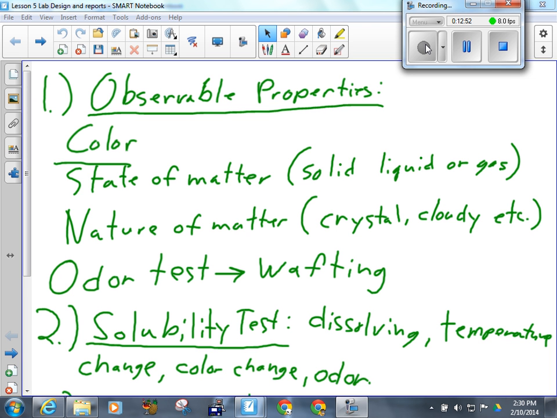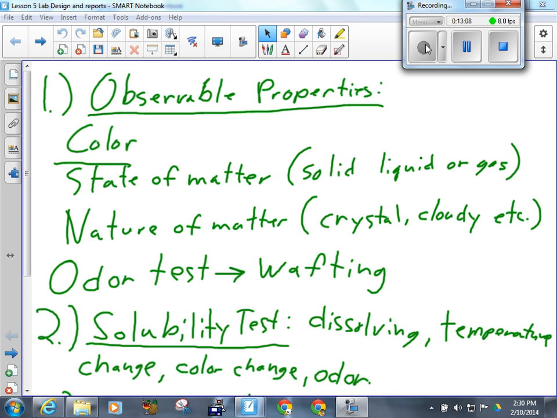The other thing is you must do them in a certain order. Otherwise, we waste a lot of material. The most obvious one to do first is what we call the Observable Properties Test.